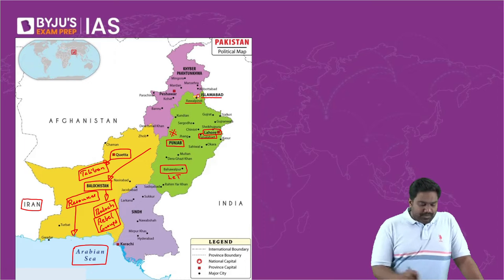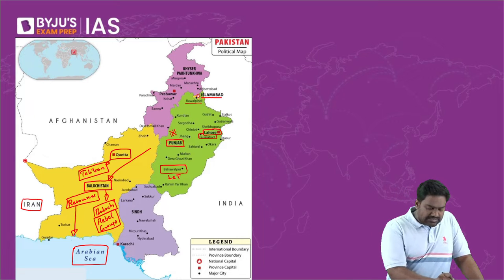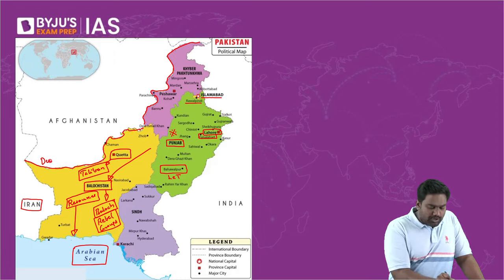Next, you can see the Pakistan-Afghanistan border. This boundary line is called the Durand Line. This boundary line was drawn by the Durand Commission.